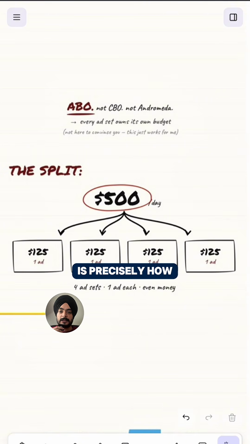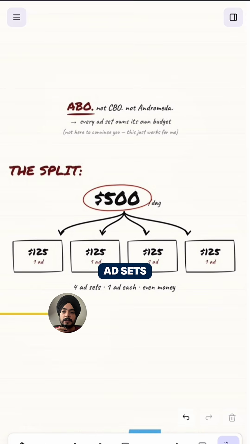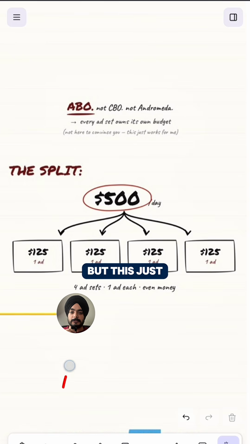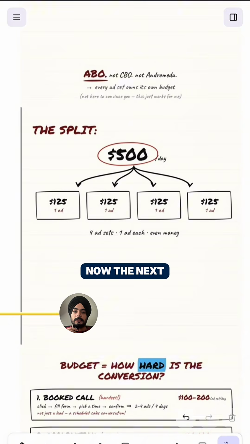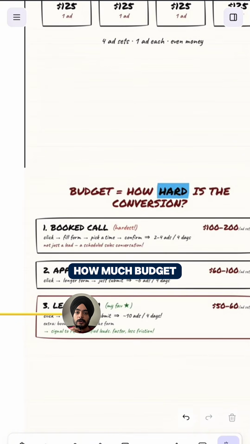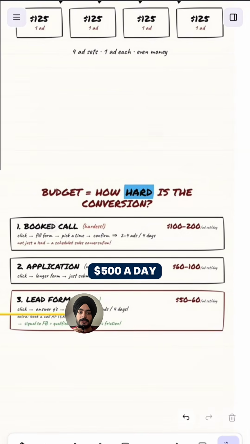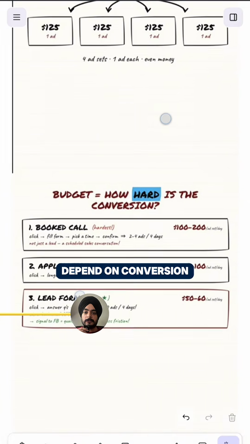This is precisely how I test multiple ad sets, which is using ABO, not CBO, not Andromeda. I am not here to convince you why ABO is better, but this just works well for me. Now the next question most people have is how much budget out of this $500 a day should be allocated per ad set or per ad? And that also depends on conversion event.